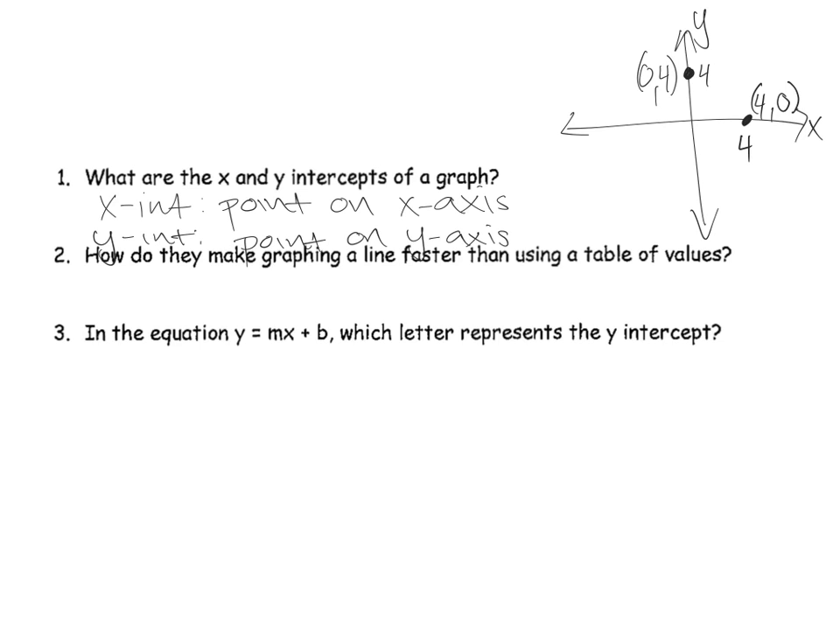Now, how do they make graphing a line faster than using a table of values? Just these two points. How does it make it easier to graph than listing a bunch of values? You just draw a line connecting the dots. Yeah, you just need those two points, and then you draw a line straight through them.